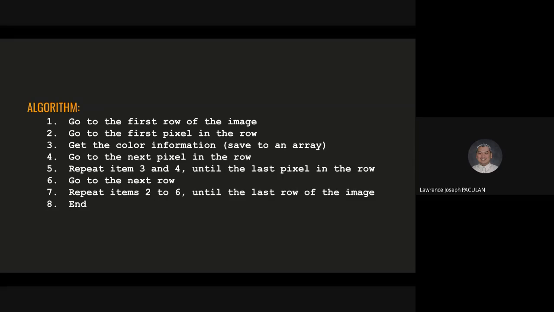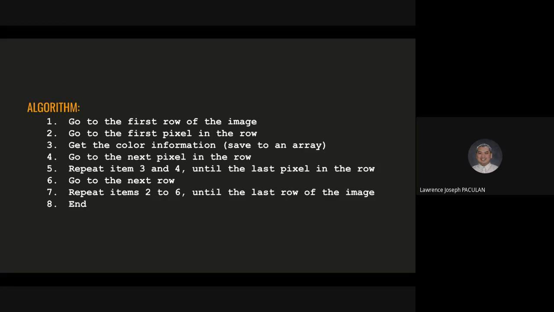So we have to create a loop or a program for this one. I've broken down the process into simple terms to create an algorithm. The first step is to go to the first row of the image. Then we go to the first pixel in the row, or the first column in the row, and get the color information. After we get the information, we save that to an array.